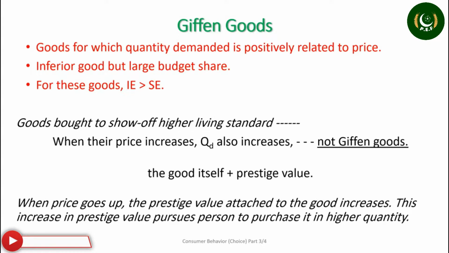Keep in mind that Giffen goods are actually inferior commodities. Prestige goods are not inferior by any means, so they cannot be Giffen.